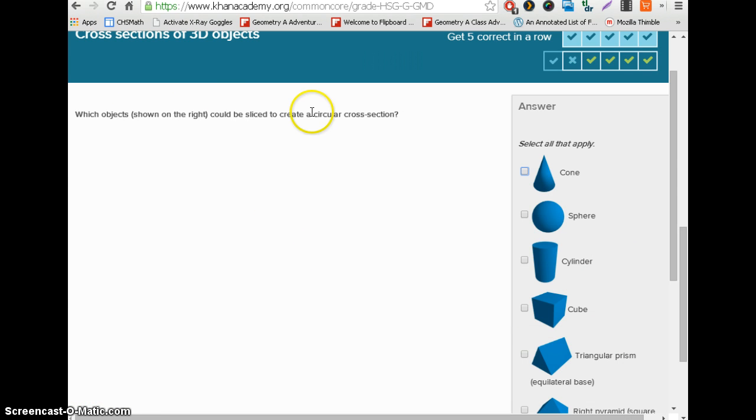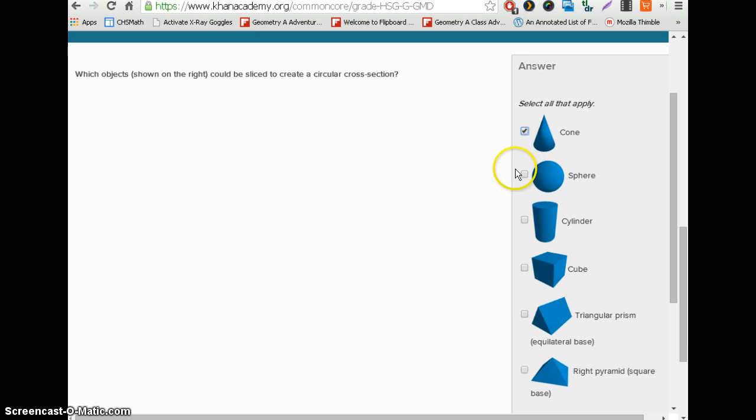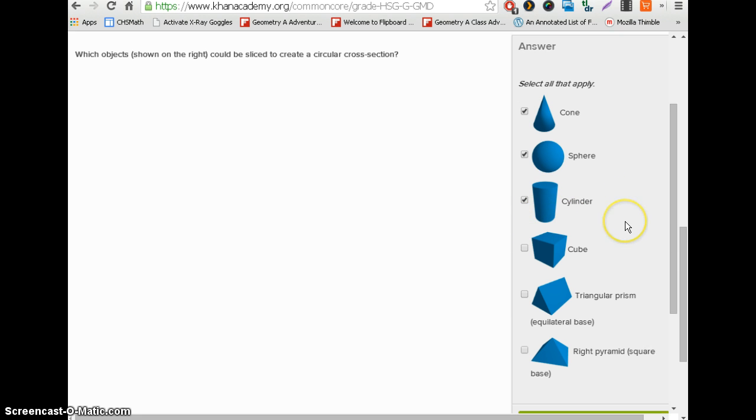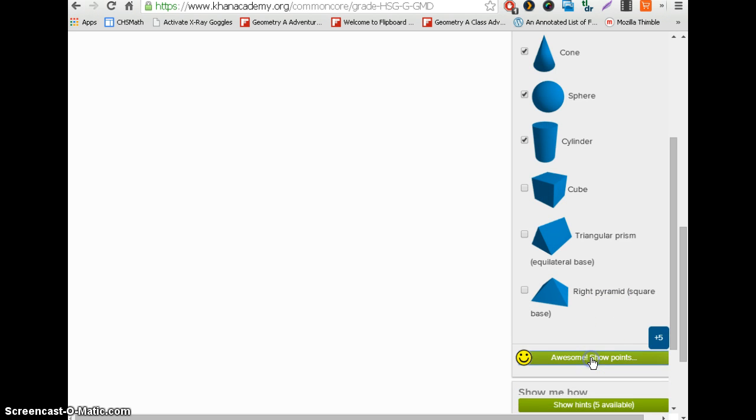Okay, here we go. Which ones could be sliced to create a circular cross section? Well, if I cut this parallel to the base, that's a circle, so that cone is going to give me a circle. A sphere, that's about all you can cut off a circle. In fact, I think a sphere is the only shape where you can cut off a circle. I might be wrong about that. Cylinder, if I'm parallel to the base, I'll get a circle. I cannot get a circle out of any of those, so I should be good.